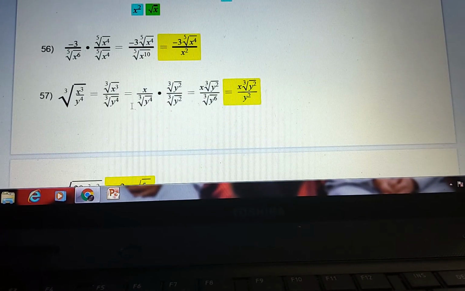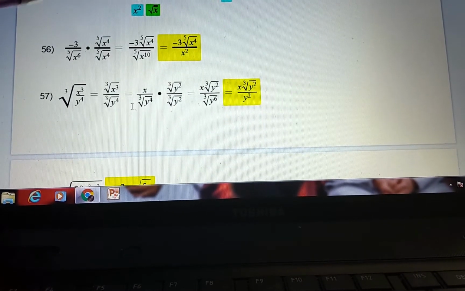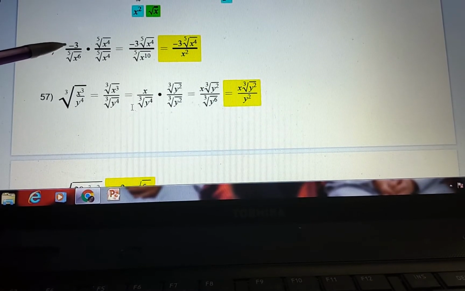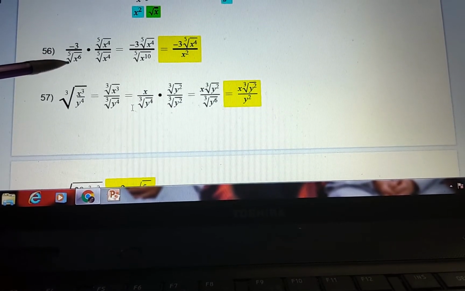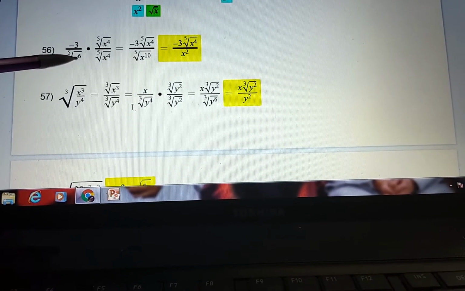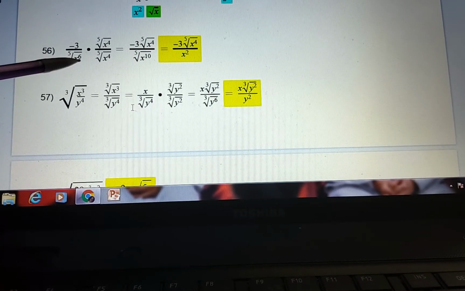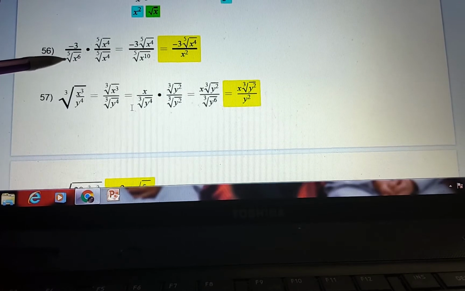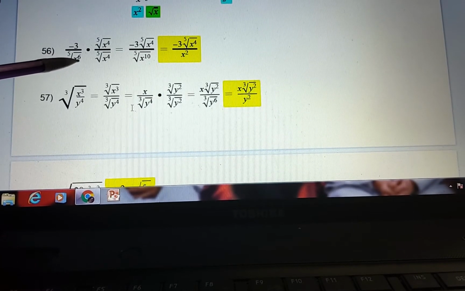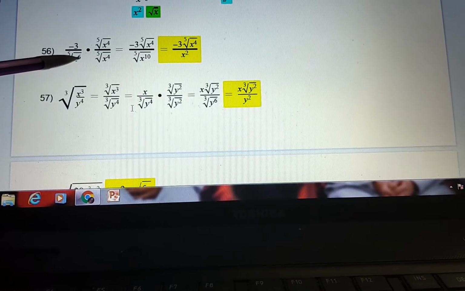Okay, number 56. You can't really do anything with this -3 over the 5th root of x to the 6th. You can't leave a radical on the bottom. So we have to turn this power of 6 into a multiple of 5. I mean, something that we can divide by 5. Now, I can't go backwards. I can't make 6 into a 5.